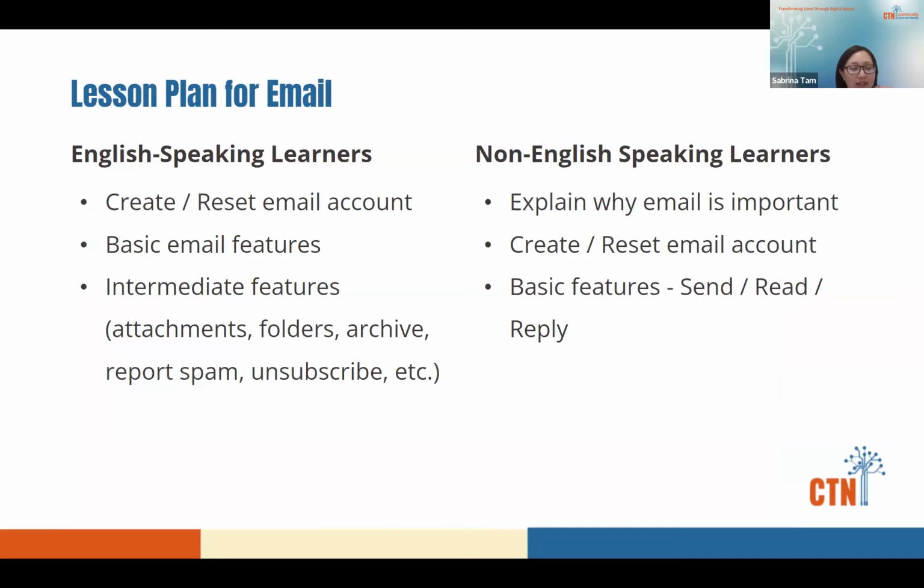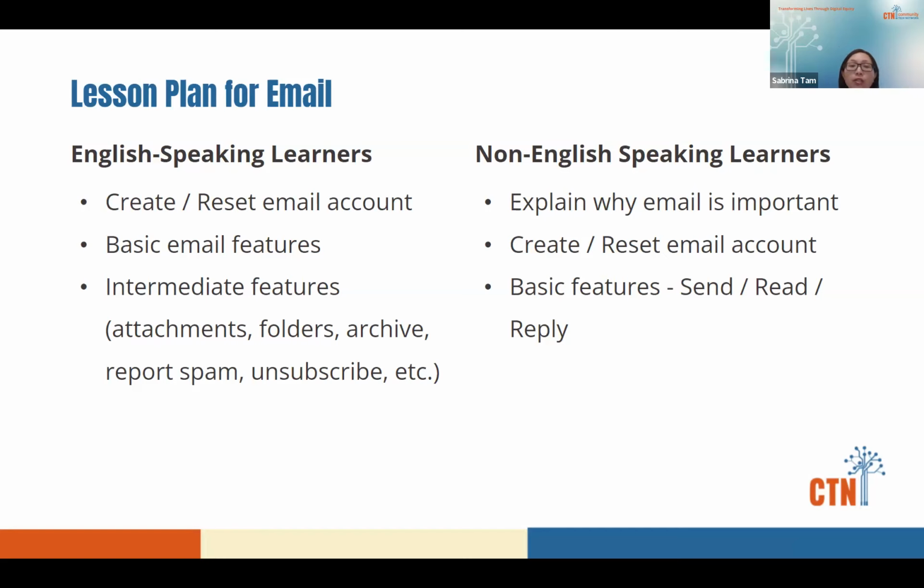Lesson plan for email. So I'm so glad that you brought that up, Audrey, that non-English speaking groups tend to not use email a lot because all those communication apps are so easy to use for day-to-day communication with their families and friends. Our learners tend to just use the communication apps. So when we teach email, the lesson plan for English speaking learners versus non-English speaking learners is somewhat different.